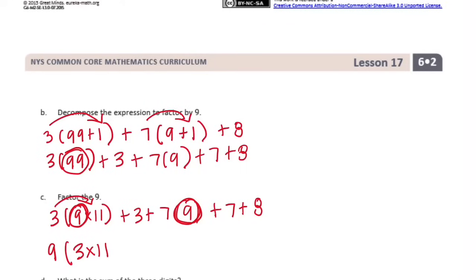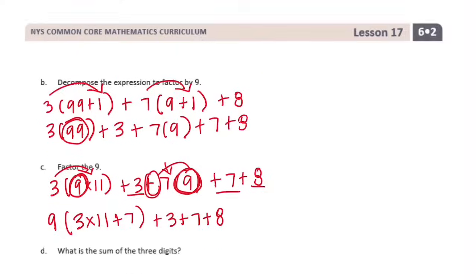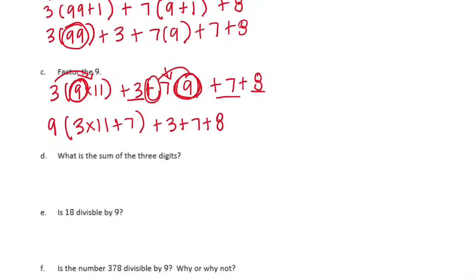and this was plus 7 right here. So I'm going to add plus 7, and then I'm just going to add the 3 and the 7 plus 8. So I really just reworked the problem, but it's the same problem. I just factored out the 9. What is the sum of the 3 digits?